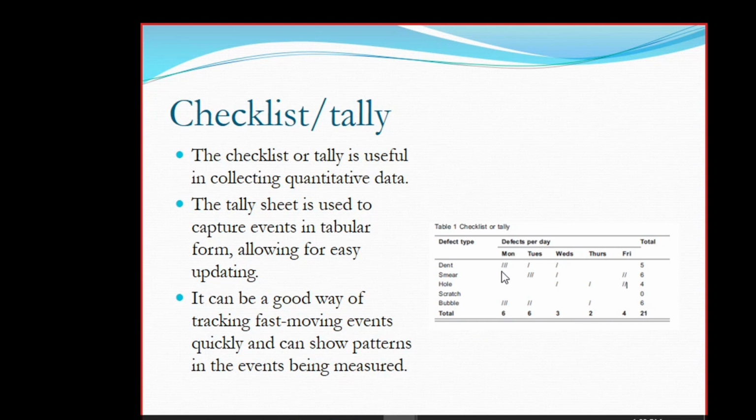On Monday, 1, 2, 3 dents. Okay, dents means a small scratch or small hole on the side of the car. So on Monday we got 3 cars that have dents. On Tuesday we only have 1. On Wednesday 1. On Thursday none. On Friday none.